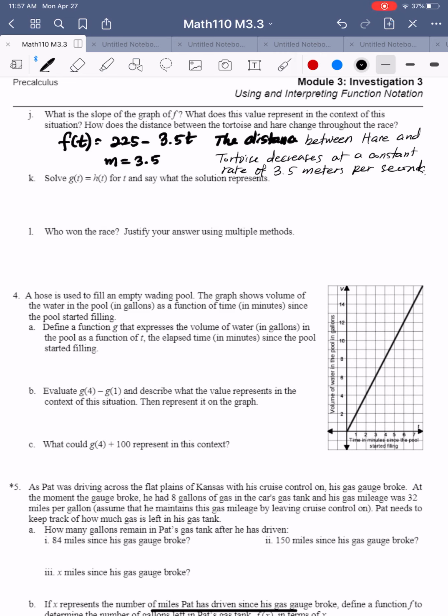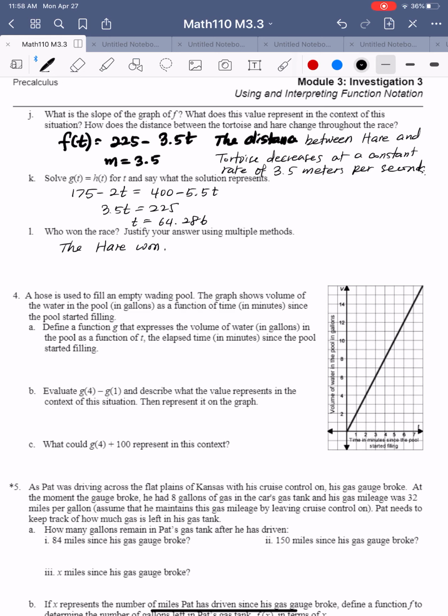Okay, now part K. Solve g of t equal to h of t. So g of t was 175 minus 2t, which is 400 minus 5.5t, the same as h of t. When you solve for t, you get 225, so t equals 64.286. So it will take 64.286 seconds for the distance between the tortoise and the hare to be 0. And then who won this time? The hare won.